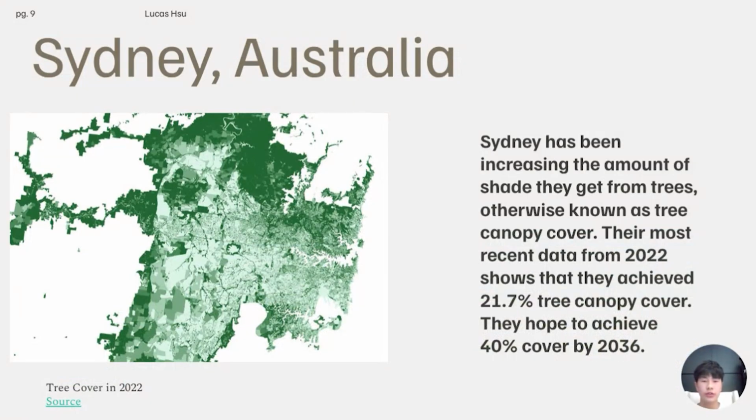Another city is also Sydney, where they're increasing the amount of shade they get from trees to increase what's known as tree canopy cover. This increases shade around the city, making it cooler for the city in general and the citizens. Their most recent data from 2022 shows that 21.7% of the city has tree canopy cover. You could see that in the picture on the left, where all the green is the tree canopy cover. They hope to achieve 40% tree canopy cover by 2036.